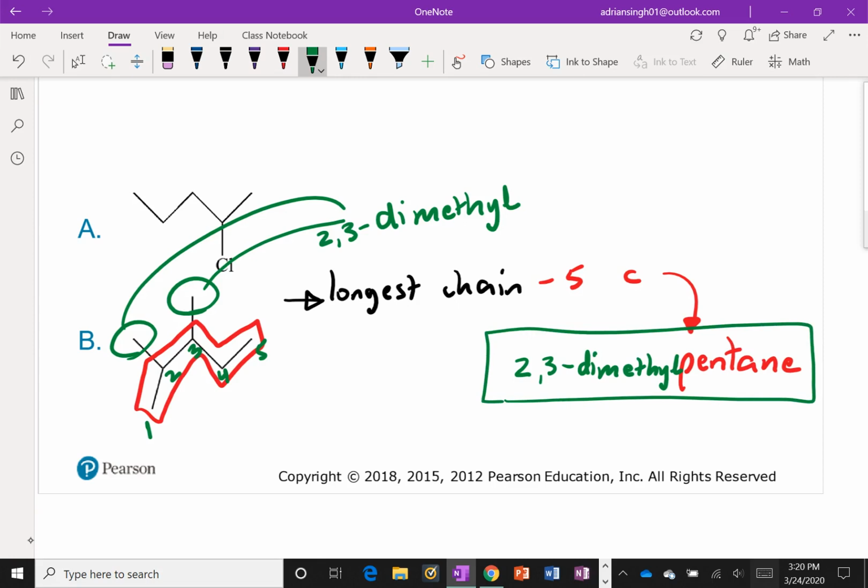Either get the longest continuous carbon chain first, or the ring, number the chain or the ring to give the lowest number possible to the substituent groups, and then you name them, with the number where they're located, as the first names in your compound.